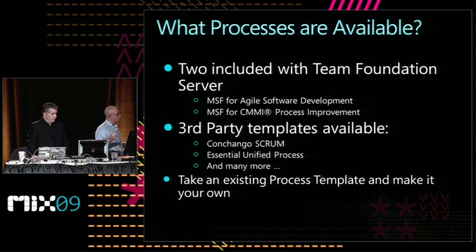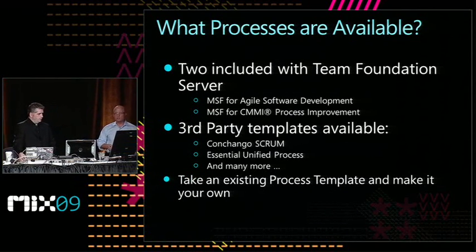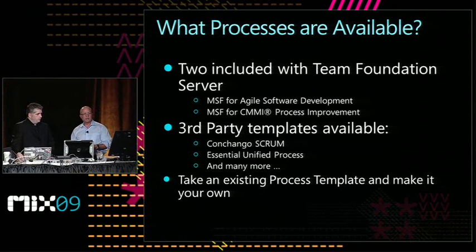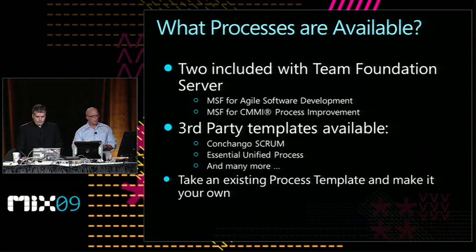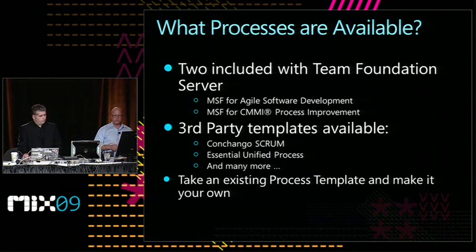Like I said, you can create your own, but out of the box you get 2 process templates. You get MSF for Agile and MSF for CMMI, which is a maturity model, and you can create your own from those. You can also download Scrum. It's still free. There's one for RUP as well, and there are many more. I think there are about 15 or so out there.